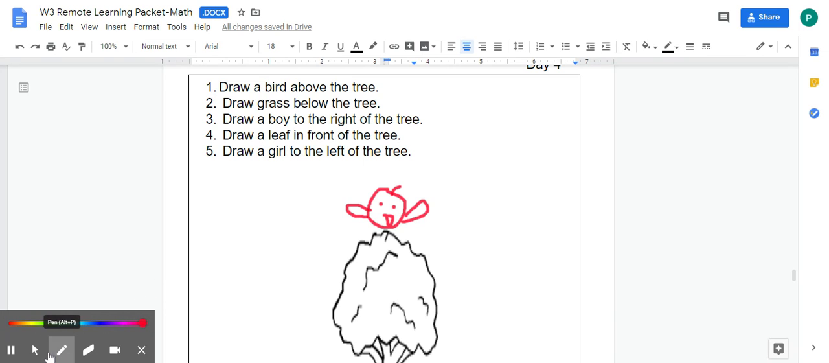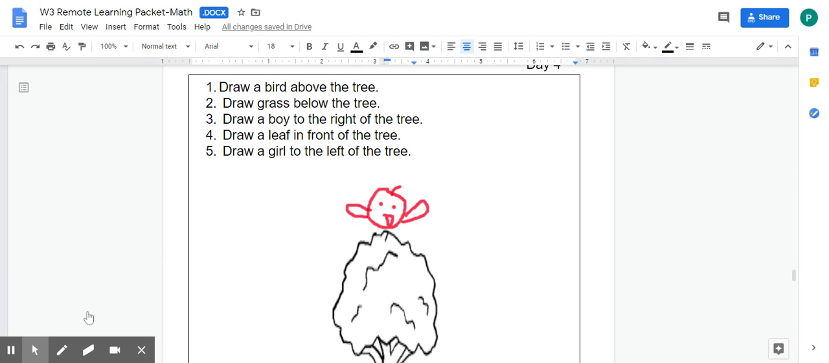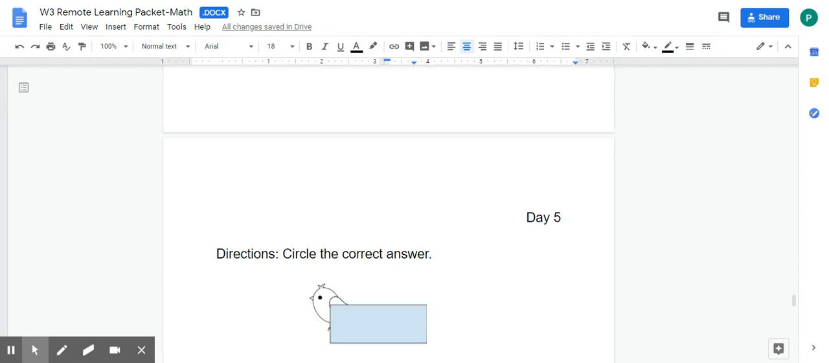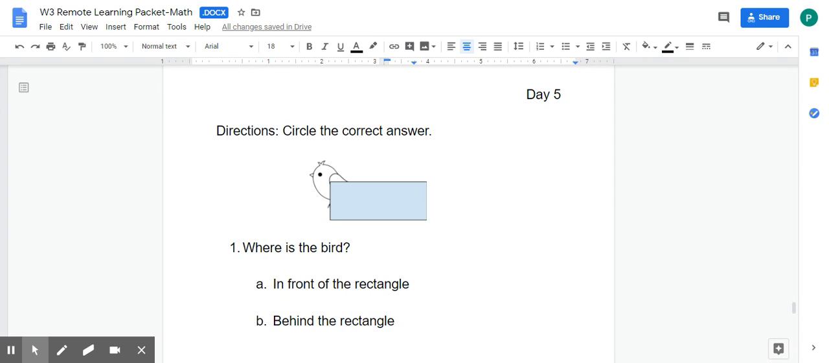Then my next step, I have to follow the same directions. Draw grass below the tree. Draw a boy to the right of the tree, draw a leaf in front of the tree, and draw a girl to the left of the tree. Looking at day 5, I'm just going to circle the correct answer. Where is the bird? A says, in front of the triangle or behind the triangle? Rectangle, excuse me. So the bird is actually behind the rectangle, so I'm going to circle the whole one.